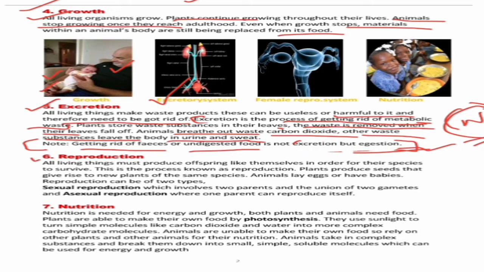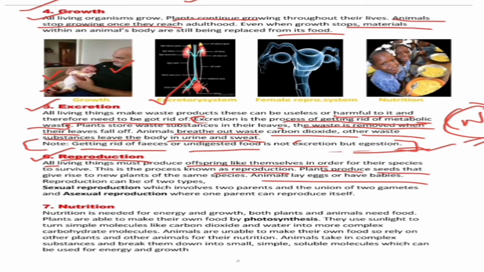So the next, sixth character which we have included here is reproduction. All living things must produce offspring like themselves. Why? For the continuity of the generation. This process we call reproduction. Plants reproduce by producing seeds. That is the reason when you plant a seed, it will grow as a new organism, a new plant, right? What about animals? They may lay eggs. They can even have babies also.